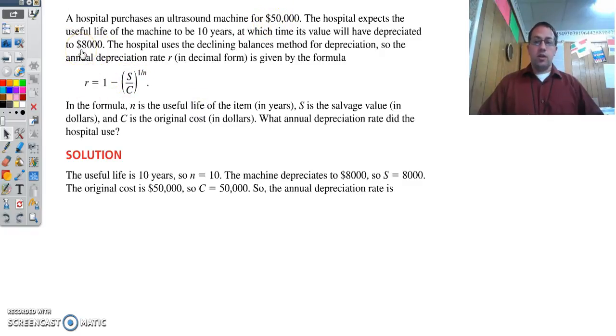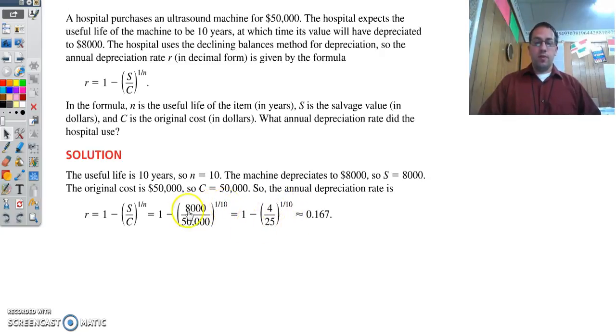That's what it's going to depreciate down to. That's what it's going to be worth at the very end of this before we get rid of it. And then we have the original cost of 50,000. So we're just going to take those, plug those in, and we have 1 minus 88,000 divided by 50,000 raised to the 1/10 power.